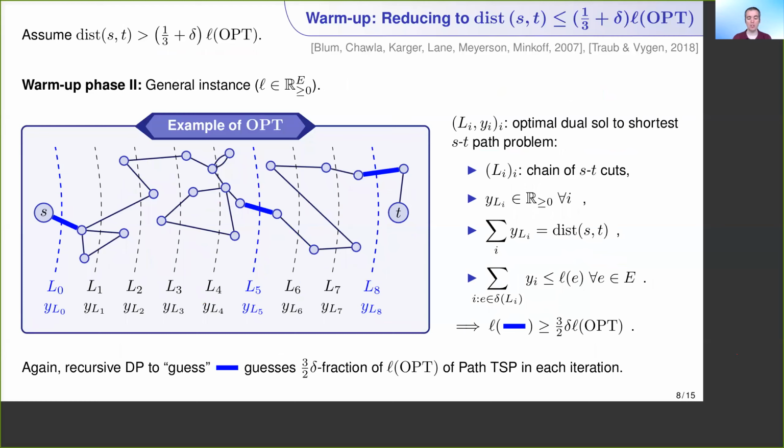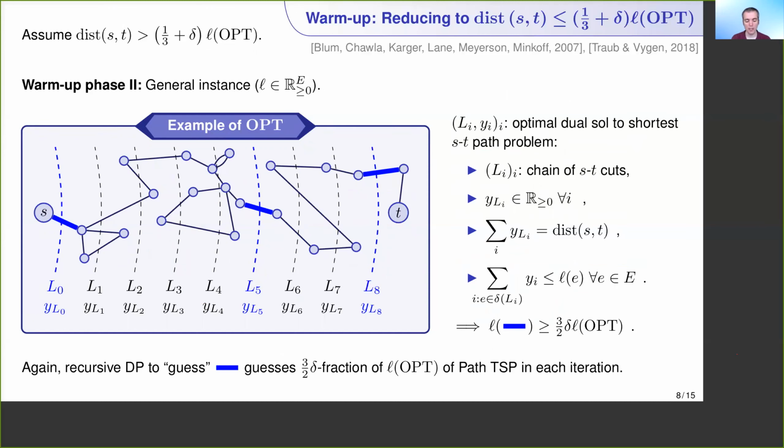This can be extended to the weighted case, the general length case. What one can do here is simply look at an optimal dual solution to the shortest SD path problem. This will be again a chain of SD cuts together with non-negative values on those SD cuts that fulfill certain conditions. I listed them here on the right hand side. Maybe we don't need to go into those specific details.